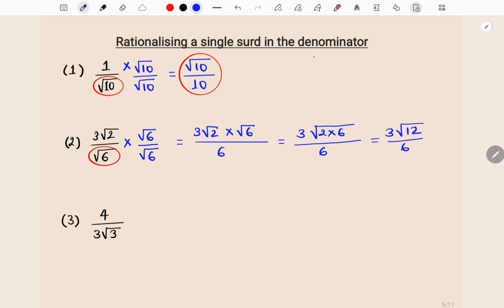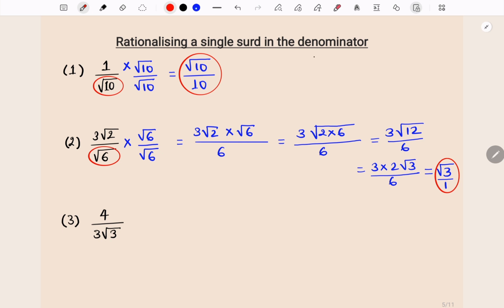Root 12 is actually 2 root 3. So I can write it as 3 multiplied by 2 root 3 over 6. 3 times 2 is 6. 6 over 6 is 1. So finally we will have root 3. And root 3 can be written as root 3 over 1. So now we have successfully removed the surd from the denominator. So root 3 over 1 or root 3 would be our final answer.